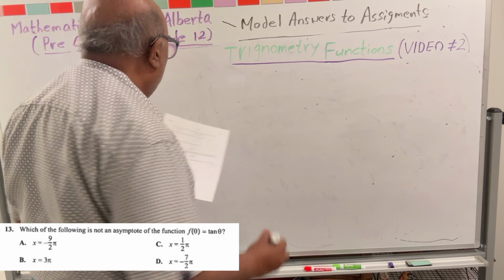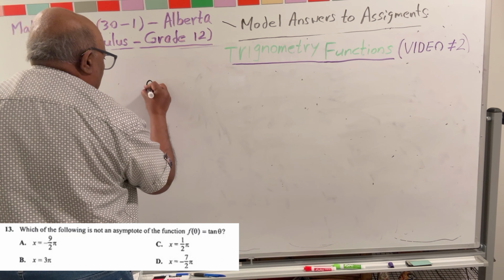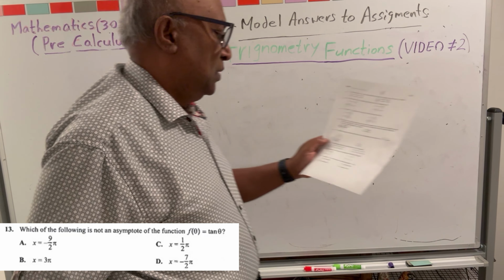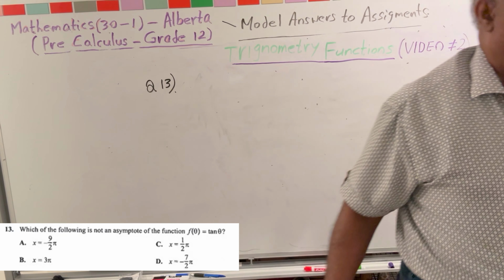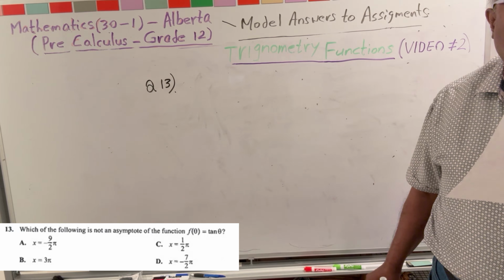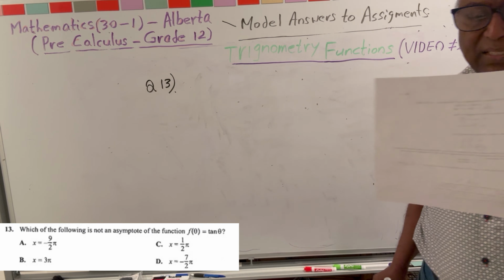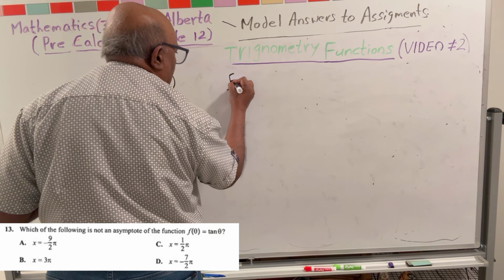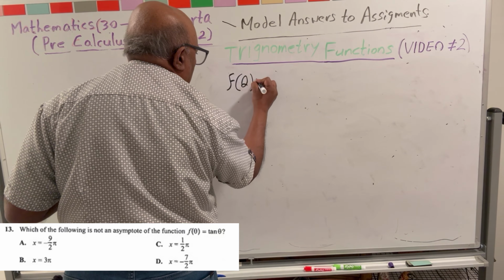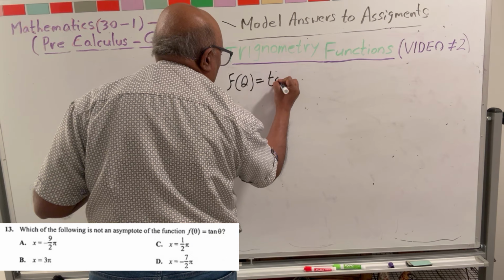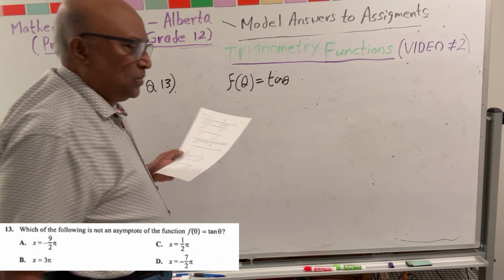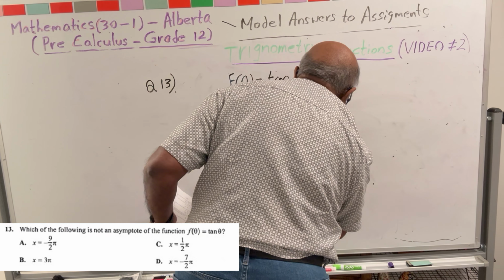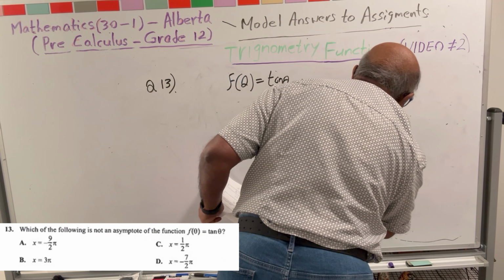Okay, next question. Question number 13. Which of the following is not an asymptote of the function f theta equals tan theta? In order to understand this, let's draw the graph of y equals tan theta.